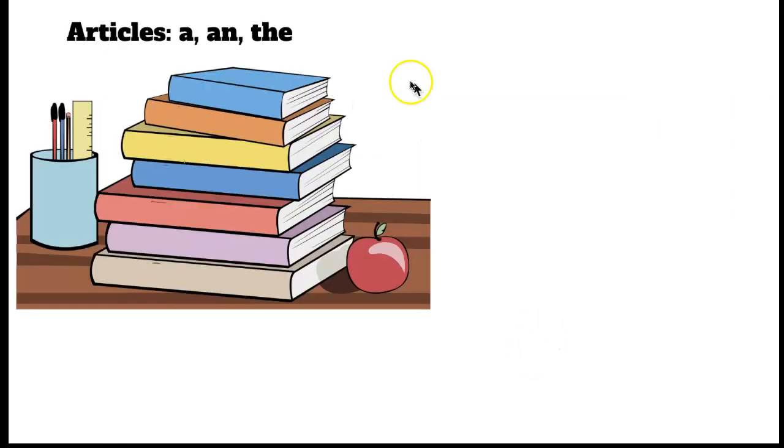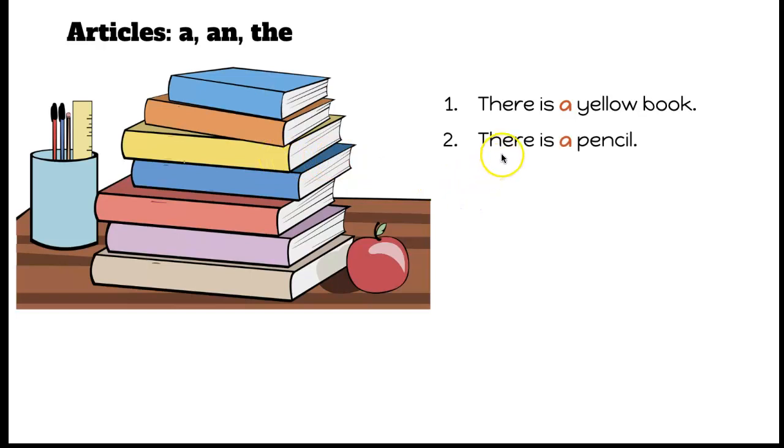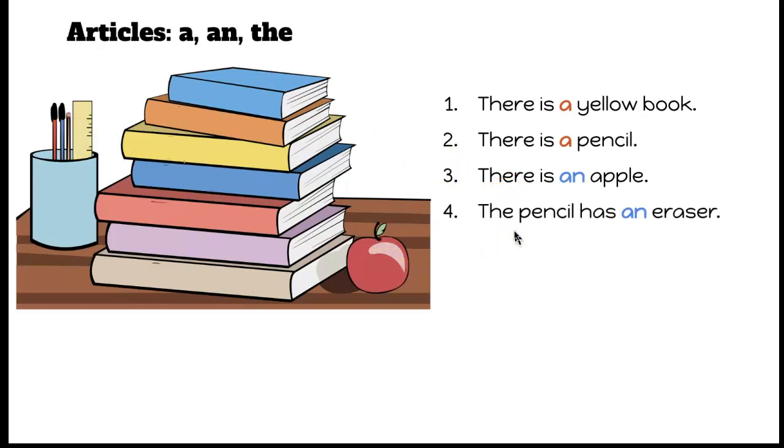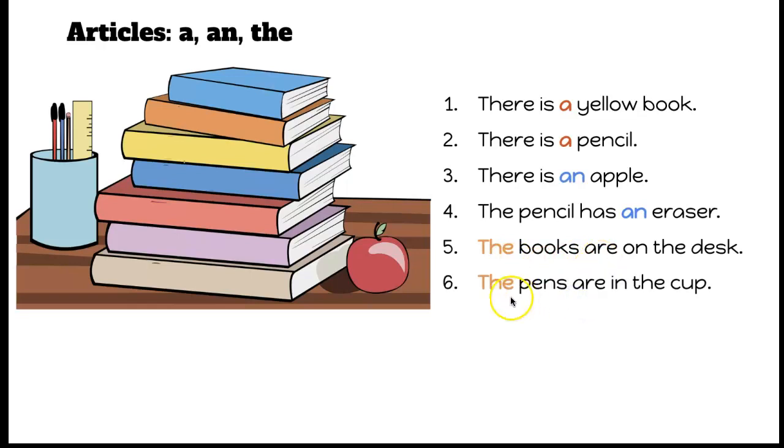Let's look at a couple of sentences that use the articles a, an, and the. Number 1, there is a yellow book. There is a pencil. There is an apple. The pencil has an eraser. The books are on the desk. The pens are in the cup. And as you can see, we use a, an, and the.